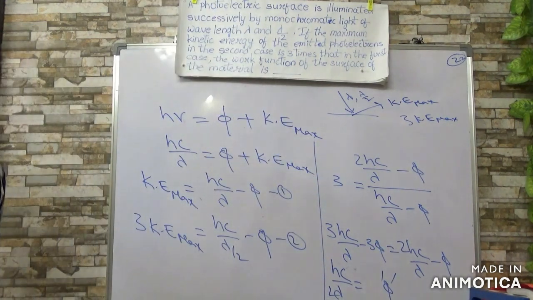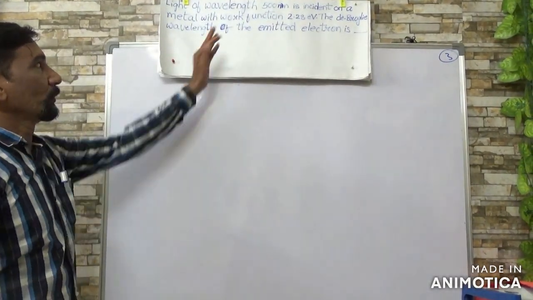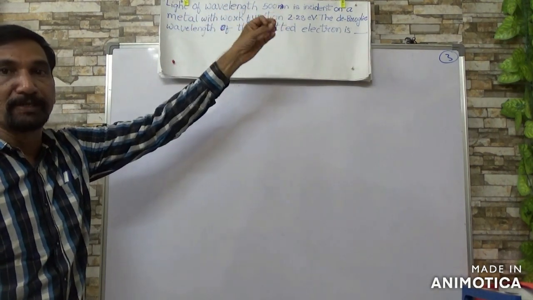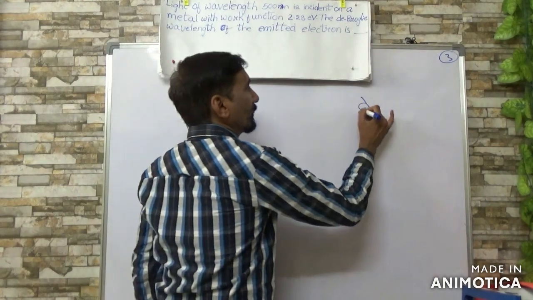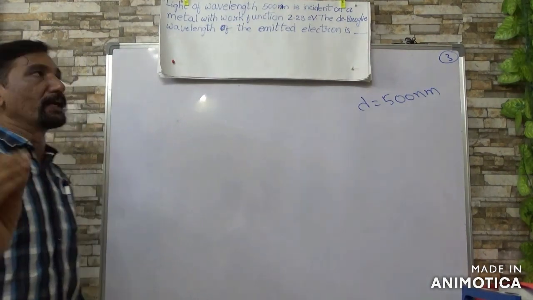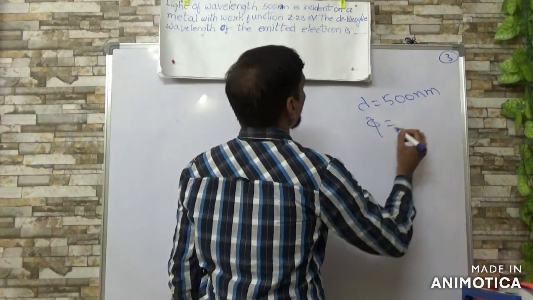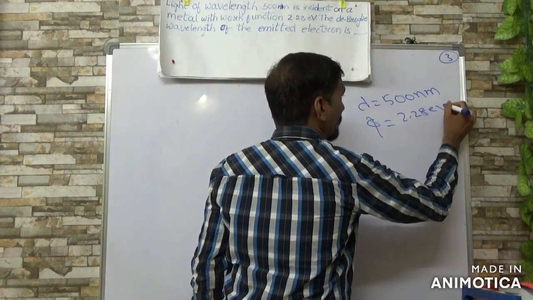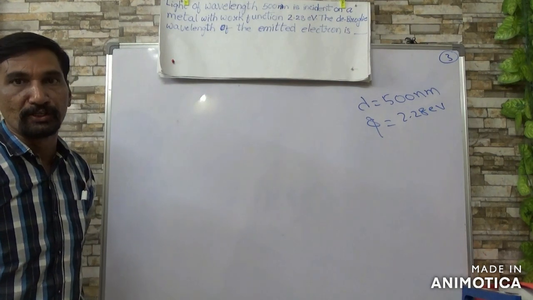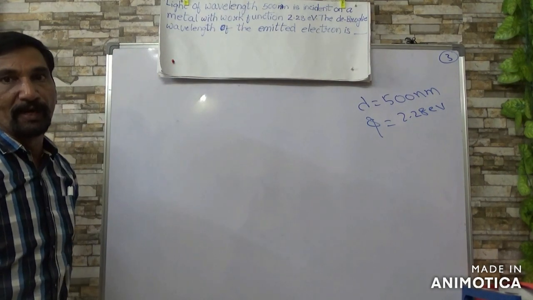hc by 2 lambda. Now about the given problem, a light of wavelength you have given 500 nanometers, n means nano, so wavelength is 500 nanometers, is incident on a metal, and work function of that metal you have given 2.28 electron volt. You know, electron volt is also one of the units of energy, right? So you want to find the de Broglie wavelength.